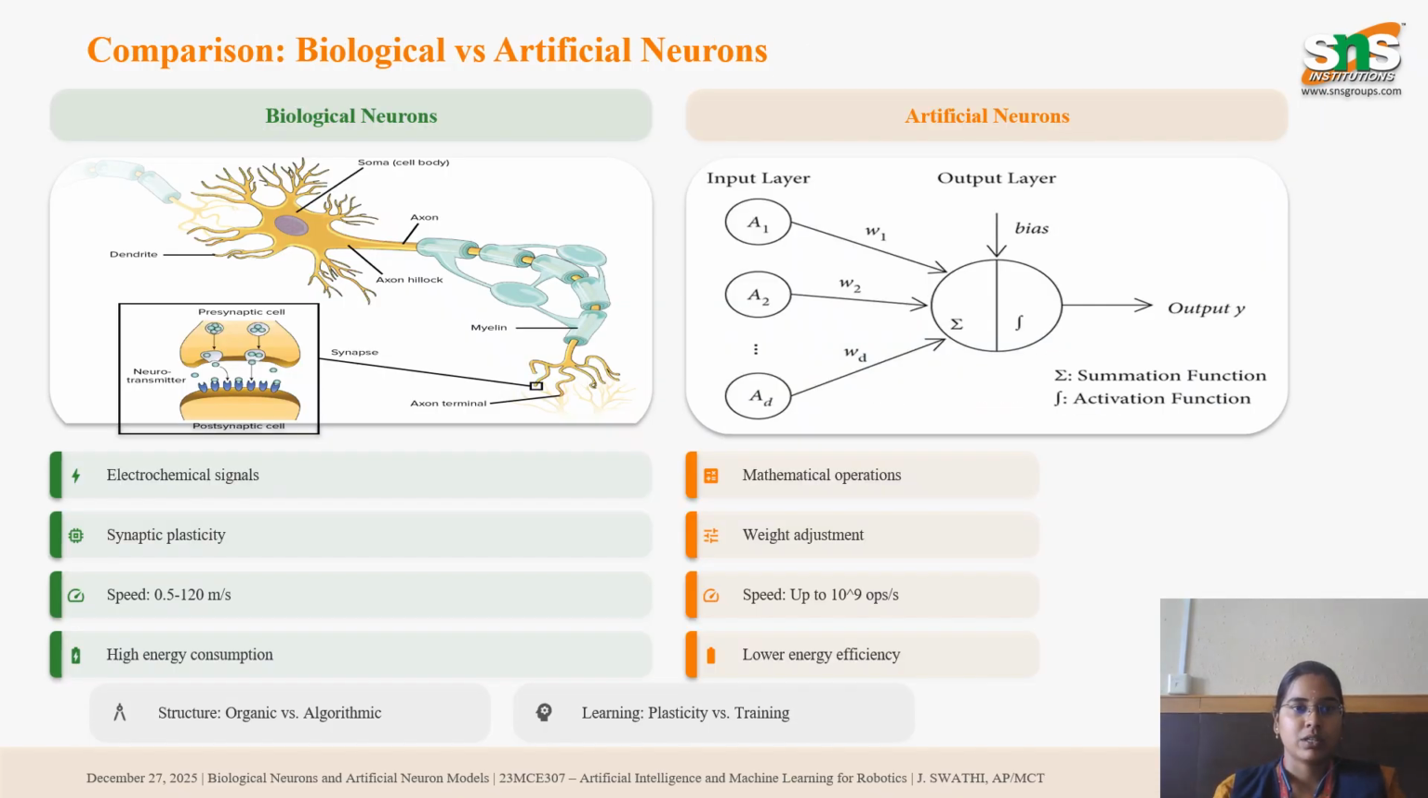So we have a comparison. Here we use electrochemical signals. Here we use mathematical operations. Here synaptic plasticity is used. Here weight adjustment is done, and the speed is 0.5 to 120. Here it is up to 10 to the power 9. And here there is high energy consumption, here low energy efficiency. So up to this we conclude with the biological neurons compared with our artificial neural networks.